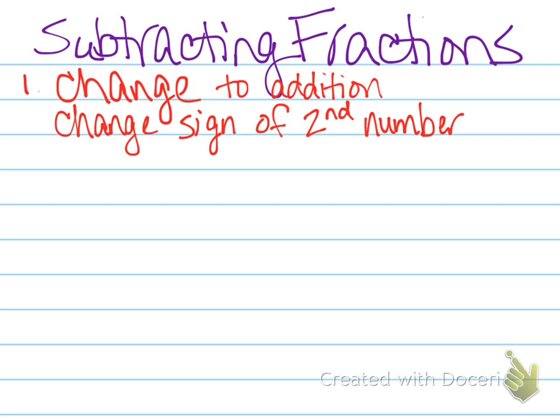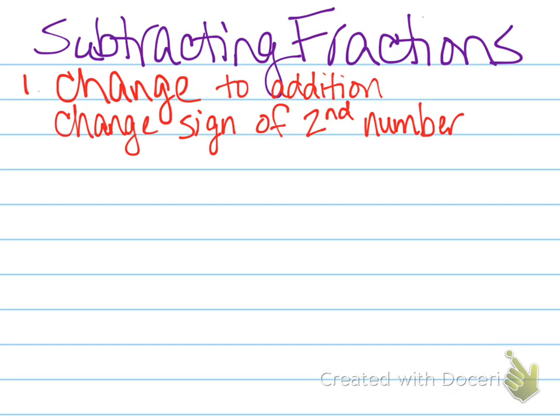You need to get into your head that subtracting is like adding the opposite. You may have also heard it called keep, change, change. Oh, I thought just keep, change, flip. That's dividing. I'm not a big fan of the kitschy things because you get them mixed up. So change to addition, change the sign of the second number, just like integers, except we're dealing with fractions.